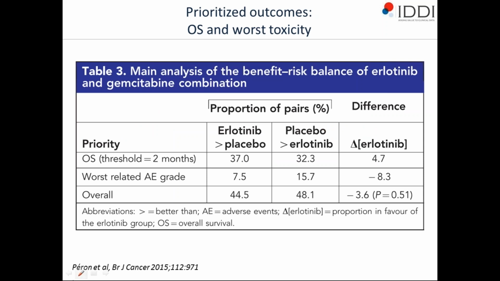And so here is the table that was published by Julien Perron and colleague. And the table shows that indeed there is a 4.7 net benefit in terms of survival of at least 2 months in favor of erlotinib, but at the same time there is an 8.3 harm, if you like, net harm against erlotinib in the pairwise comparison. So in total, I get to a negative effect of erlotinib, a minus 3.6 net harm against erlotinib if I consider survival of at least 2 months.